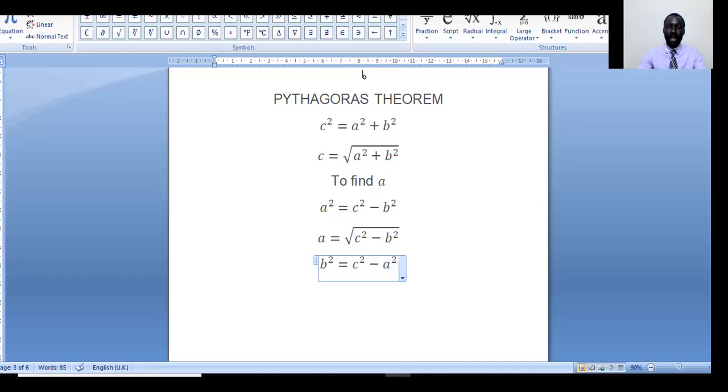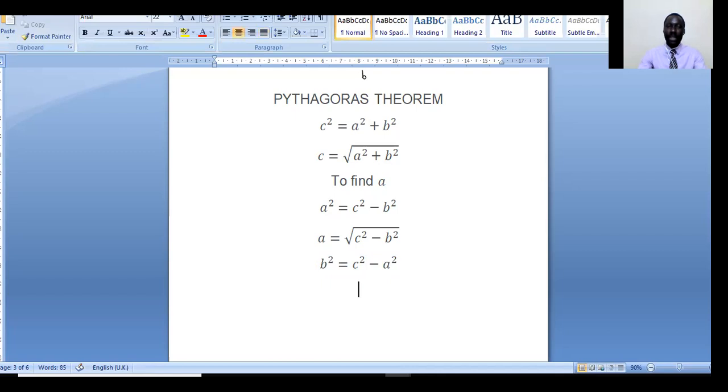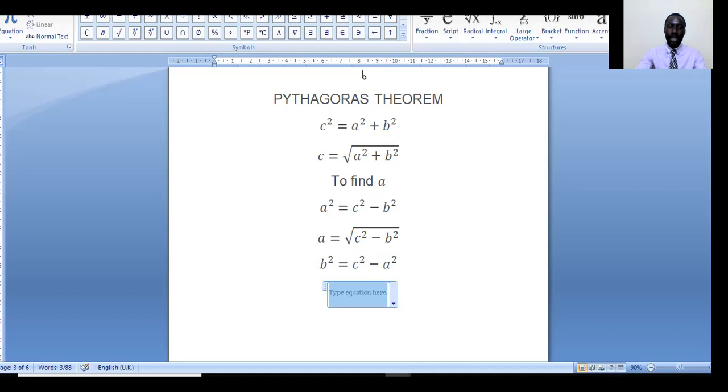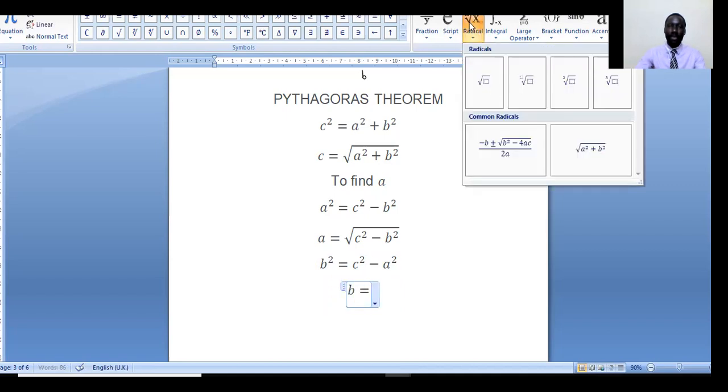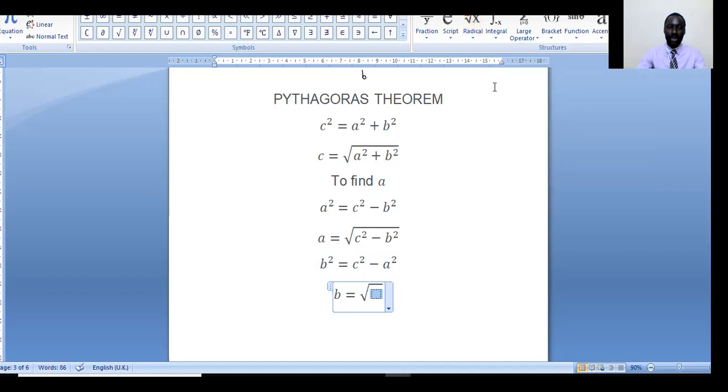Well, to find the value of B, we will have to find the square root of the quantities on the right-hand side, which is C squared minus A squared. And so we say B is now going to be calculated from the square root of C squared minus A squared. That's how we calculate the value for B.